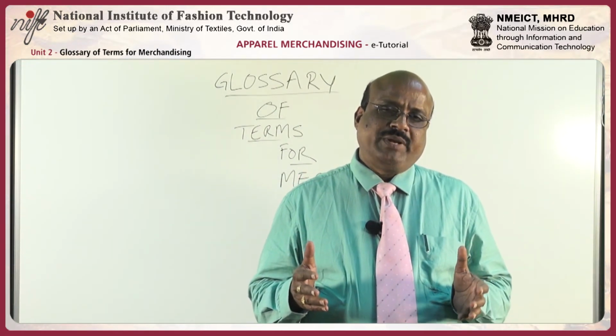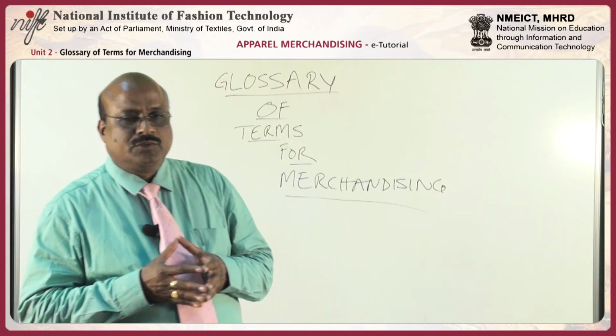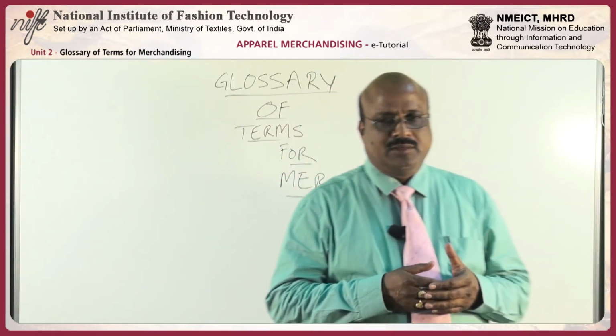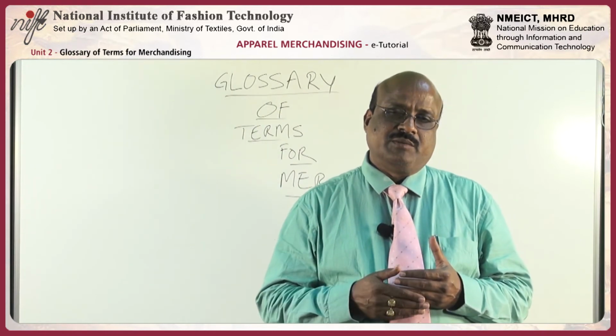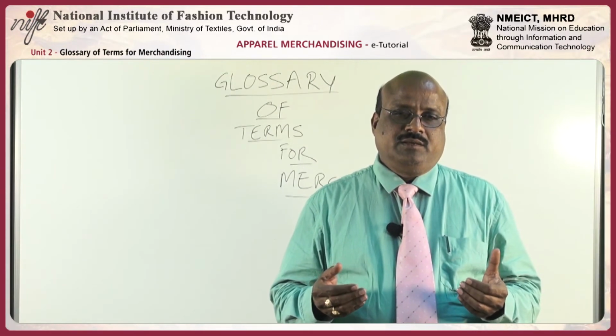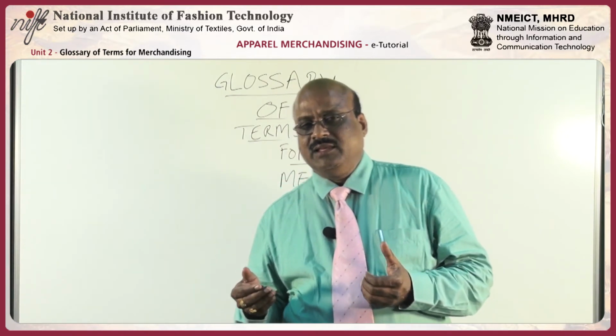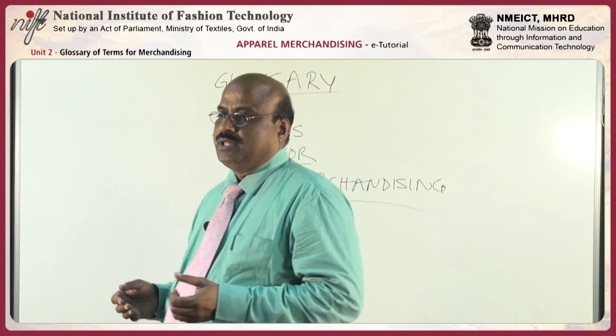The next term is prepay. Payment of all shipping charges for merchandise by the vendor, who rebills the charges to the purchaser on the invoice for the merchandise. So, the charges are rebilled to the purchaser or the buyer on the invoice for the merchandise. The consignor or the vendor is only prepaying the shipping charges, to be rebilled to the purchaser later.